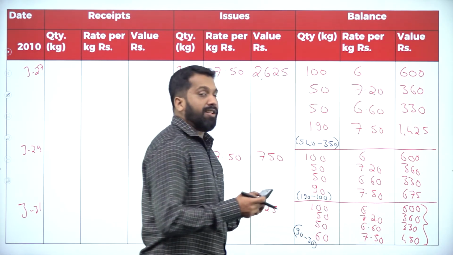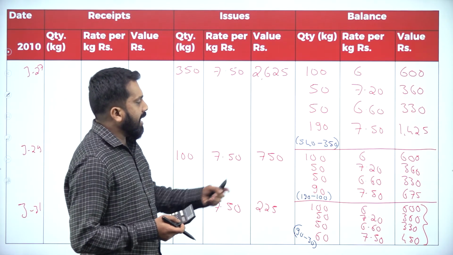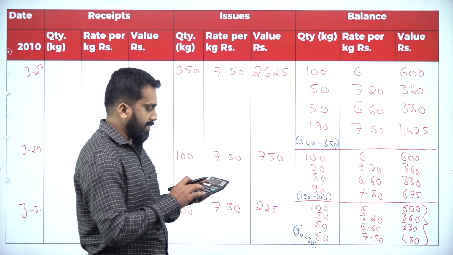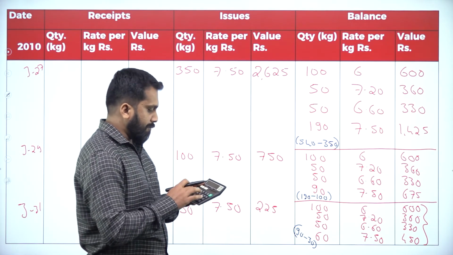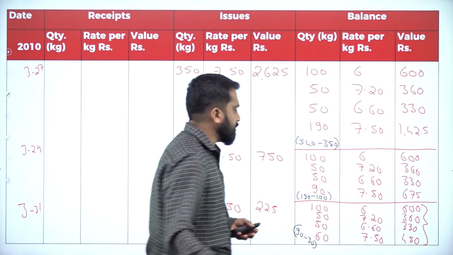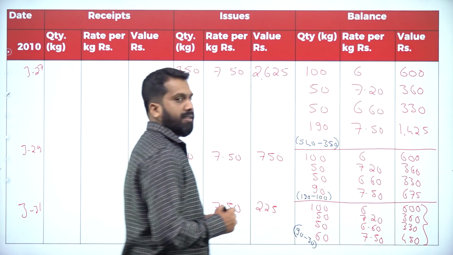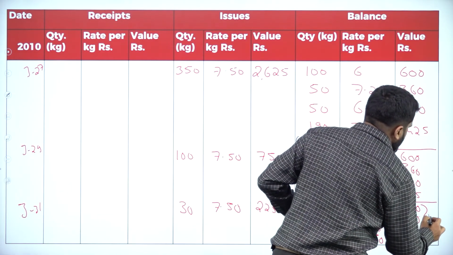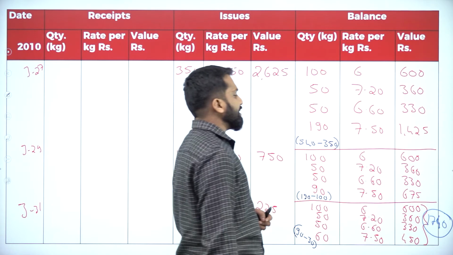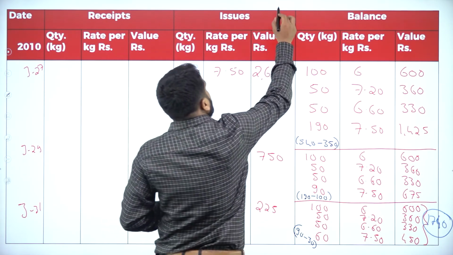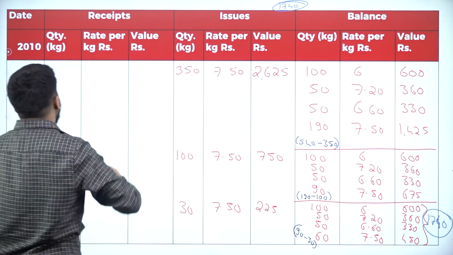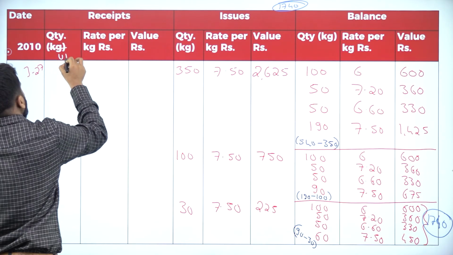Now, what is your value of closing stock? Very simple. Add everything. 600 plus 360 plus 330 plus 450. The total is 1740. So, I'll write it in another color. 1740. So this is your answer. I write it here, 1740. Now everything you should change it to unit.